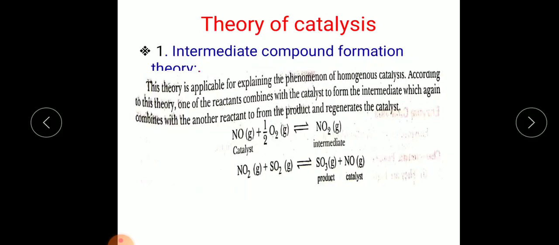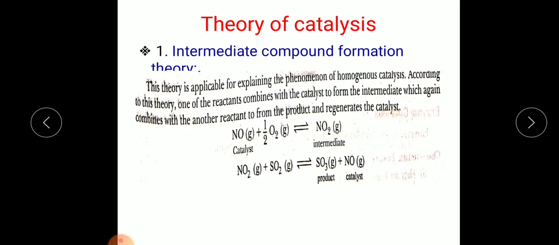Next, theory of catalysis. The first one is intermediate compound formation theory, and the second one is adsorption theory. Now let us see what these theories tell us. The intermediate compound formation theory is applicable for explaining the phenomenon of homogeneous catalysis. Homogeneous catalysis we have done in our previous classes, where the reactant and the catalyst are in the same phase. According to this theory, one of the reactants combines with the catalyst to form an intermediate, which again combines with another reactant to form the product and regenerates the catalyst.